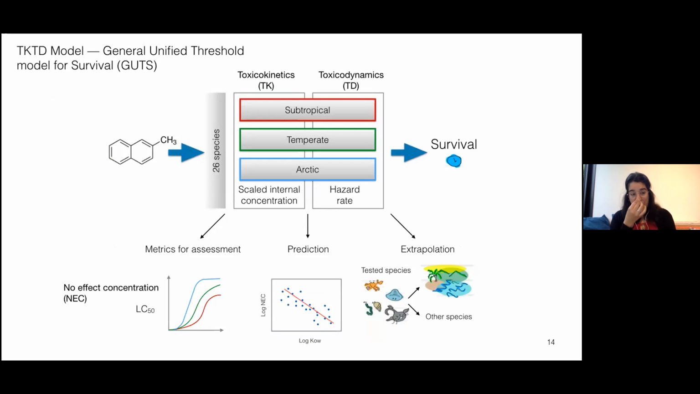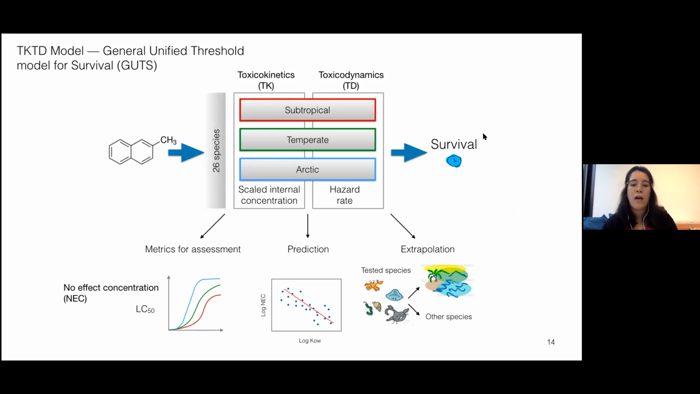So to do so, we use a toxicokinetic toxicodynamic model, which is the General Unified Threshold Model of Survival. From now on, I will just say GUTS. And this model has, in its simplest version, only 4 parameters. And for that, we have to get survival data. So what we had to do was to expose 26 different species to our compound, and we quantify survival over time.